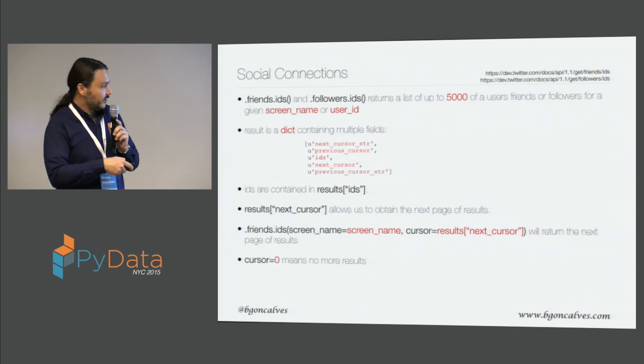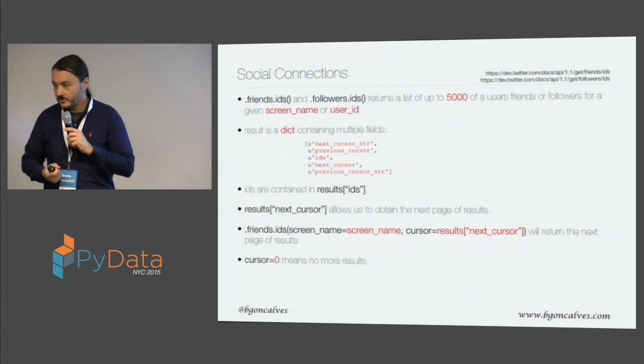And you can just ask for the next page basically by doing this. You query again the same thing, and now you give it a cursor with the results next cursor, which is the information you get from there. And if cursor is 0, it means that there are no more results left.